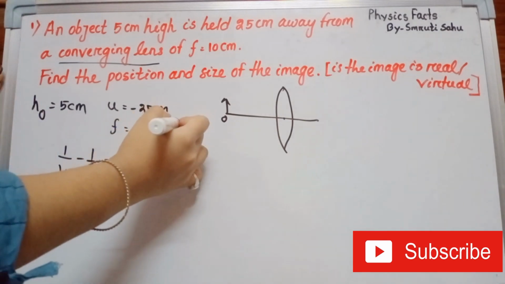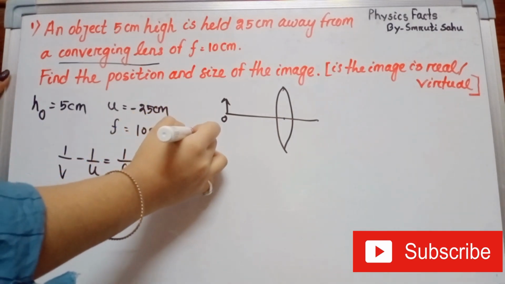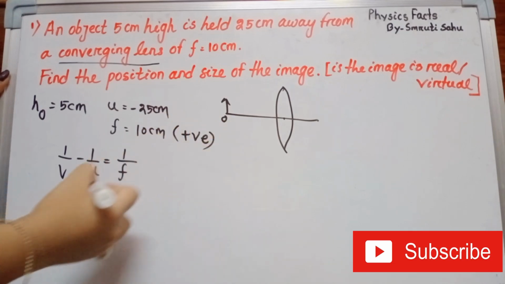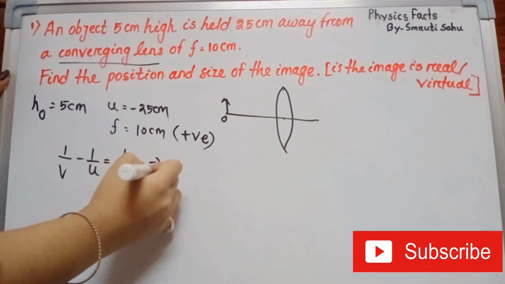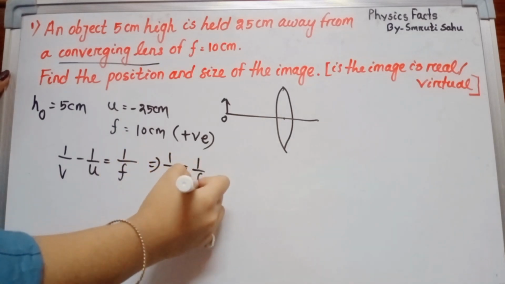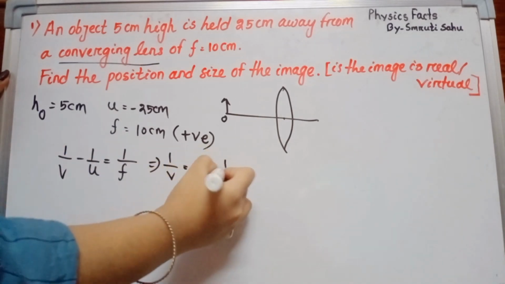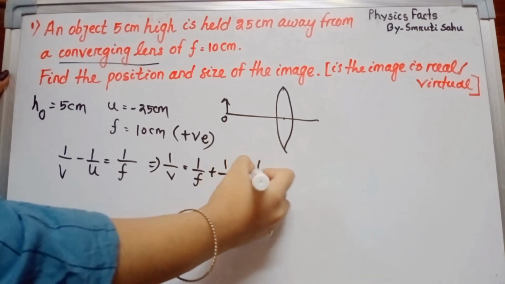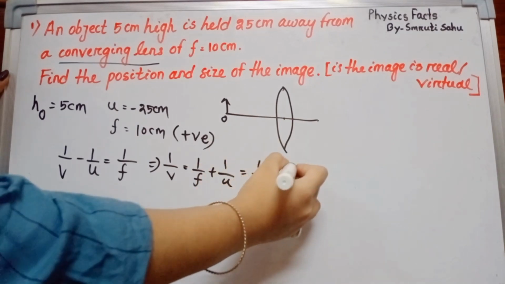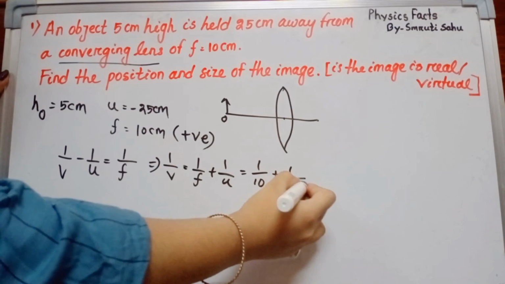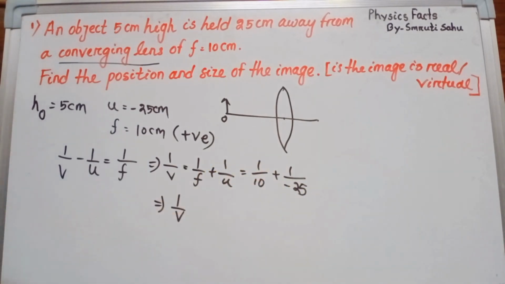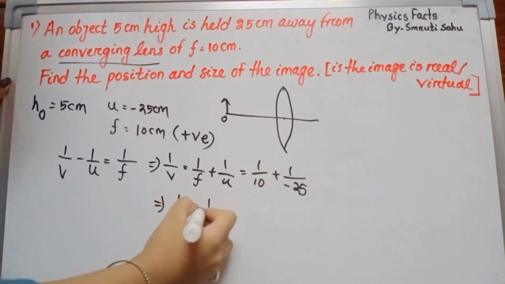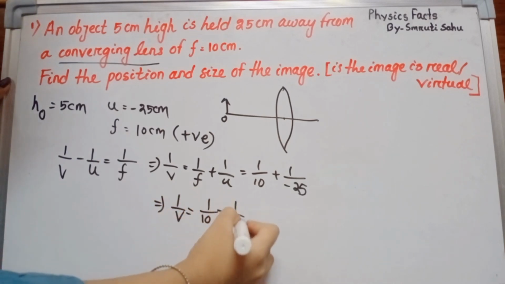Here, students, for a convex lens, the sign convention for f is always positive. We determine 1 by v, so 1 by v equals 1 by f plus 1 by u. Put in the values: 1 by 10 plus 1 by minus 25, and simplify. So you get 1 by v equals 1 by 10 minus 1 by 25.